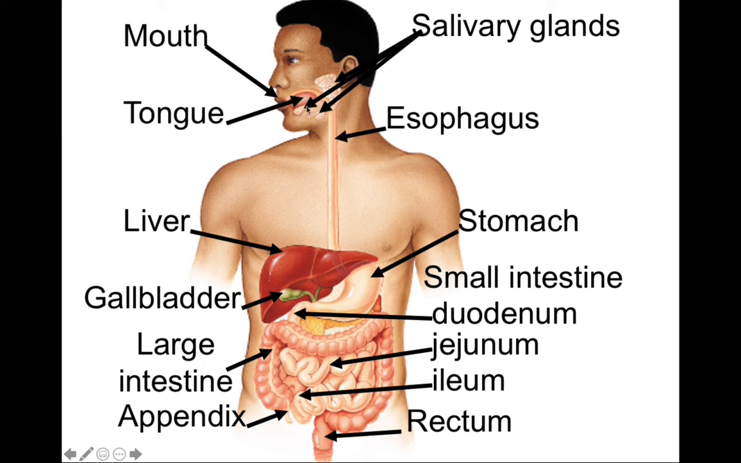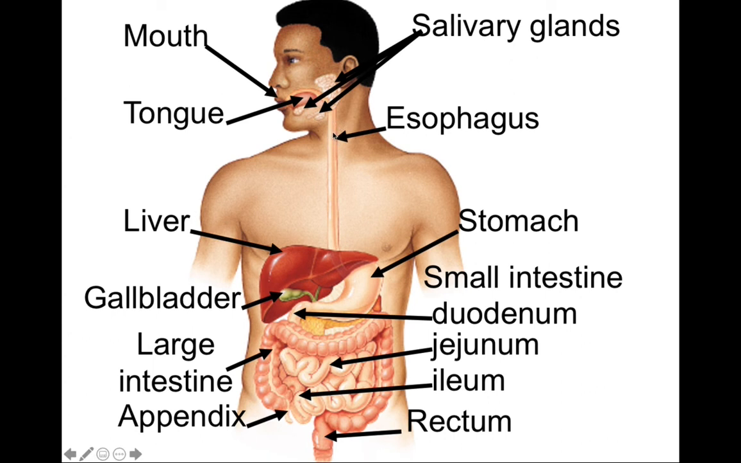The tongue, of course, is also found in the mouth, and that will aid in the process of mechanical digestion. The tongue is very useful in manipulating food, and along with the saliva from the salivary glands, we can turn solid food into a paste-like substance. This is what we call a bolus, and that's much more manageable when we want to swallow food and bring it into the esophagus. So when you do swallow food, that's going to enter into the esophagus.